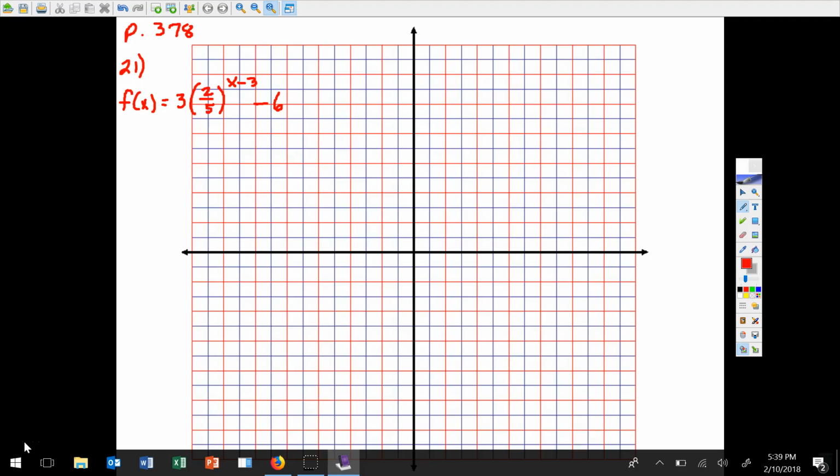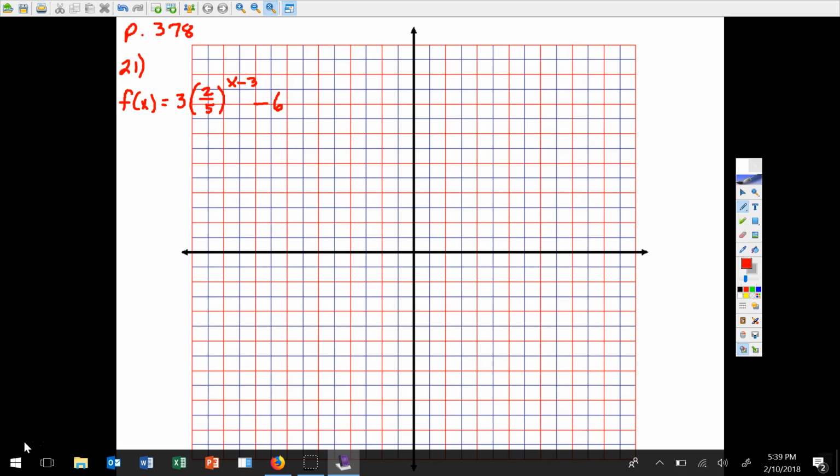Here's some homework help for the problems, one of the problems anyway, on page 378. This is from lesson 6.1. And I picked one of the problems from that block of problems, the graphs that you have to do. There are 6 of them from problems 20 through 25.